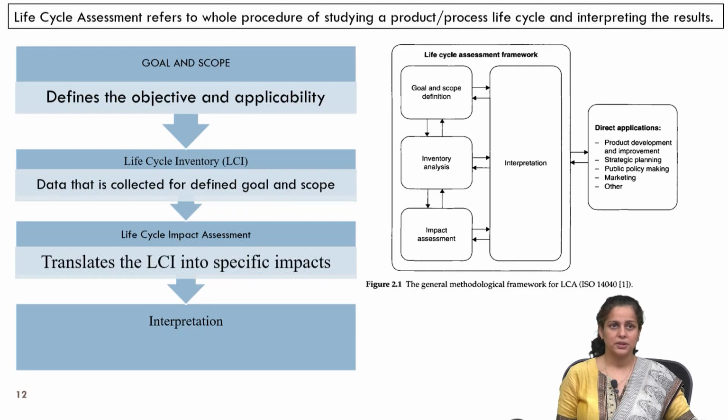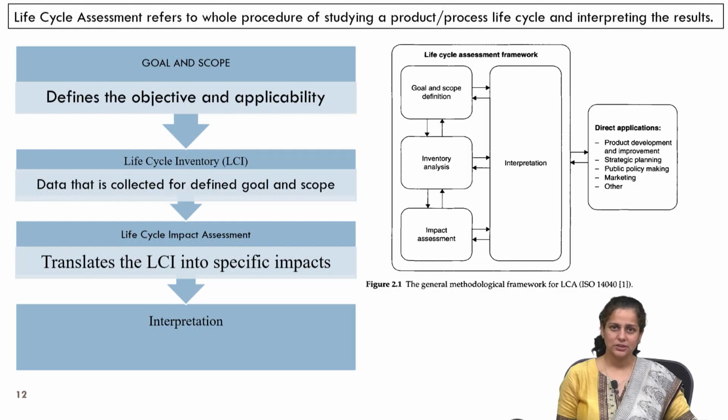The third step is life cycle impact assessment. In this step, we translate the life cycle inventory into specific impacts. So, when we get to the stage of learning about LCI and LCIA, you will see how to translate LCI into LCIA. So, LCIA is mainly taking a lot of raw data and converting it into meaningful metrics such as climate change impact, global warming potential, ozone depletion potential, human carcinogenic effect, and so forth.